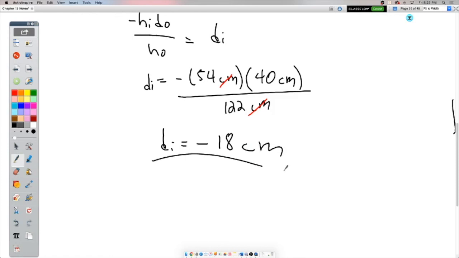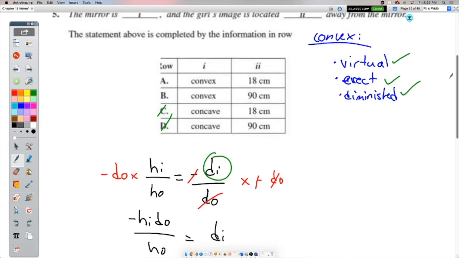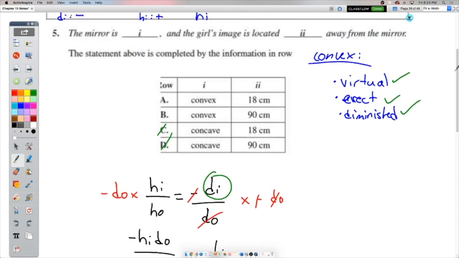Good. We wanted a negative DI because it was virtual, so that's good. But the question is just asking how far it is from the mirror. So it's asking for a distance, not a displacement. So it's a convex mirror and 18 centimeters.